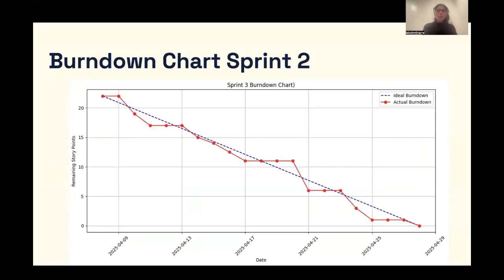Okay, burndown chart: the vertical line shows how many story points there are for the sprint, and the horizontal line shows how many days we take. In this sprint, mostly we stayed close to the ideal line, which shows that our burndown chart will eventually go to 0 by the end of the sprint.